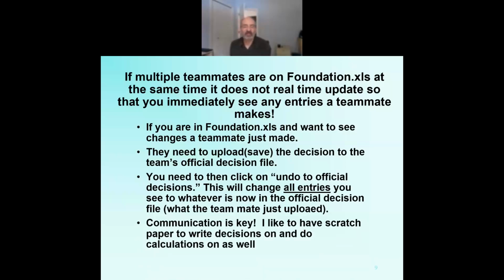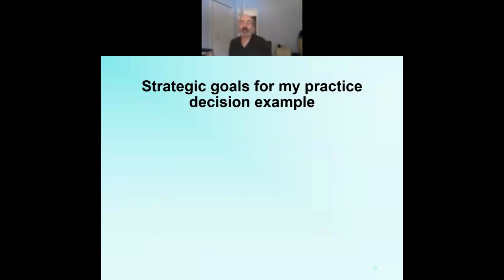Communication is key. I like to have a scratch paper to write decisions on, uploading regularly if you're making lots of decisions, because sometimes the internet gets cranky and you can get kicked out and you lose things. But again, if you want to see what other people have done, they need to upload that to the official decision file. Then you need to undo to official decisions, or just go into foundation.xls, and those are the ones that we'll read.